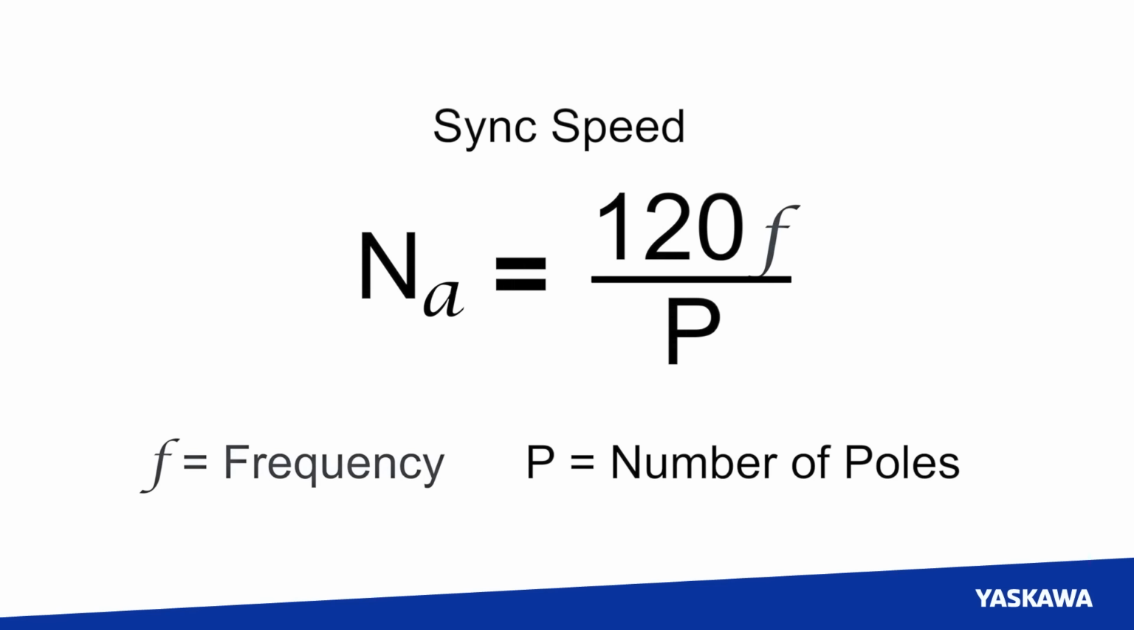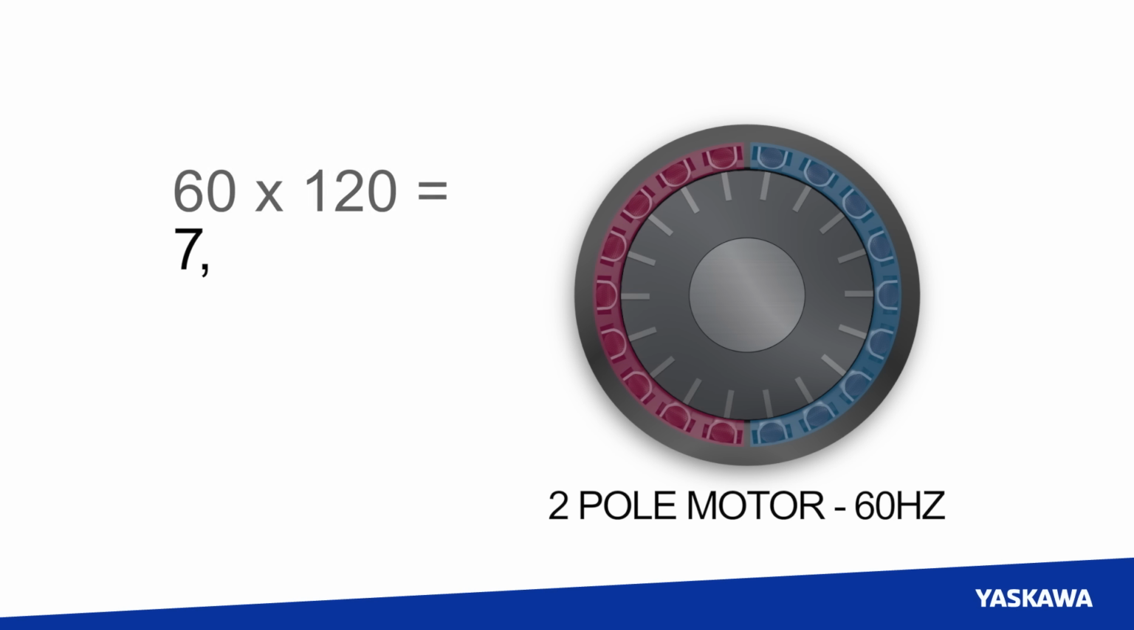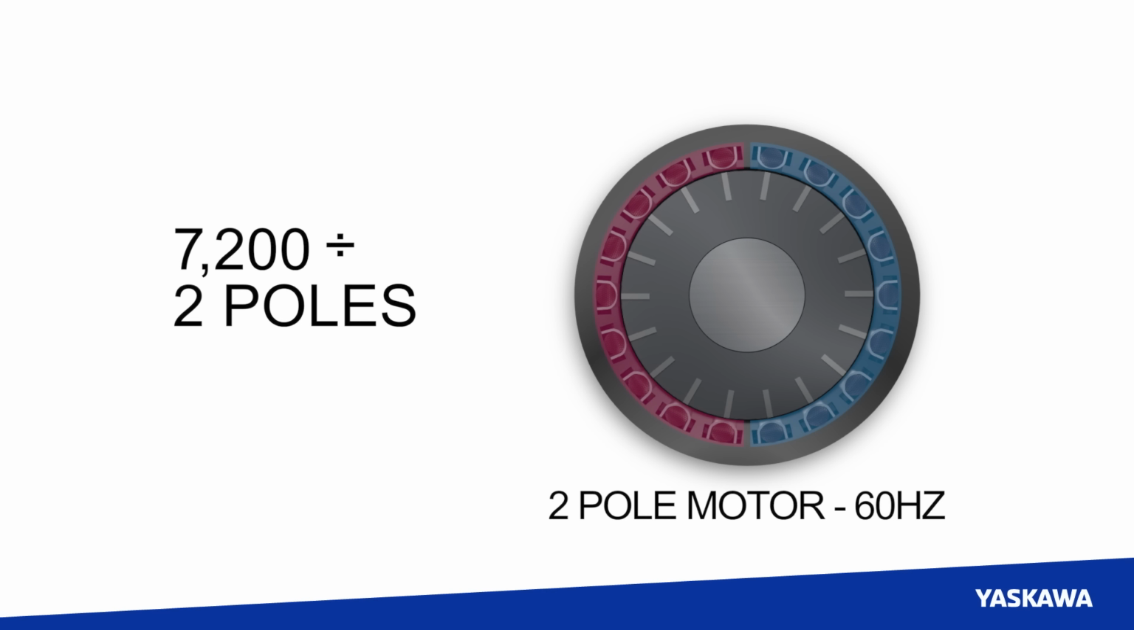Revolutions per minute equals F, which is the motor's supply frequency in Hertz, times 120 divided by the number of poles. So, say you have a 2-pole motor powered at 60 Hertz. 60 times 120 equals 7,200. 7,200 divided by the number of poles, in this case 2, shows us that the stator's magnetic field will rotate at 3,600 revolutions per minute.